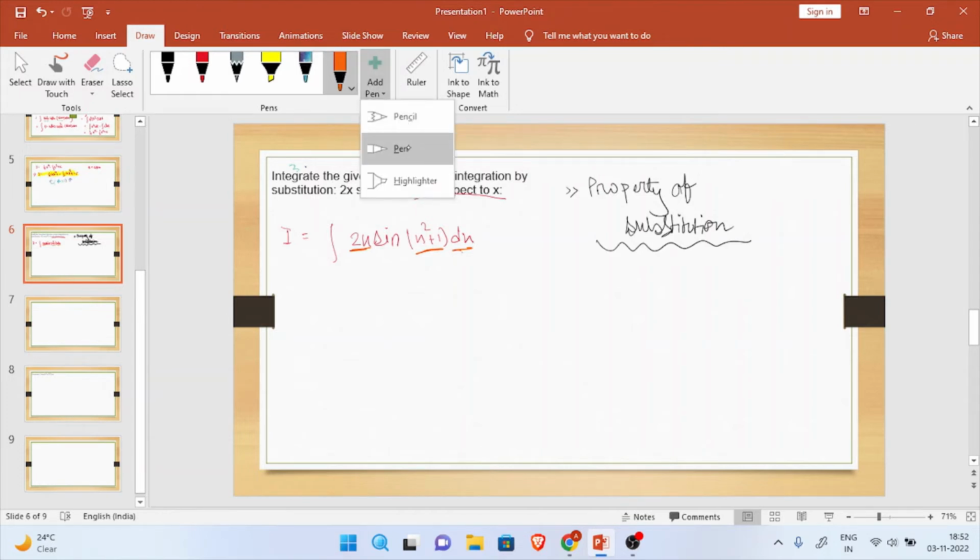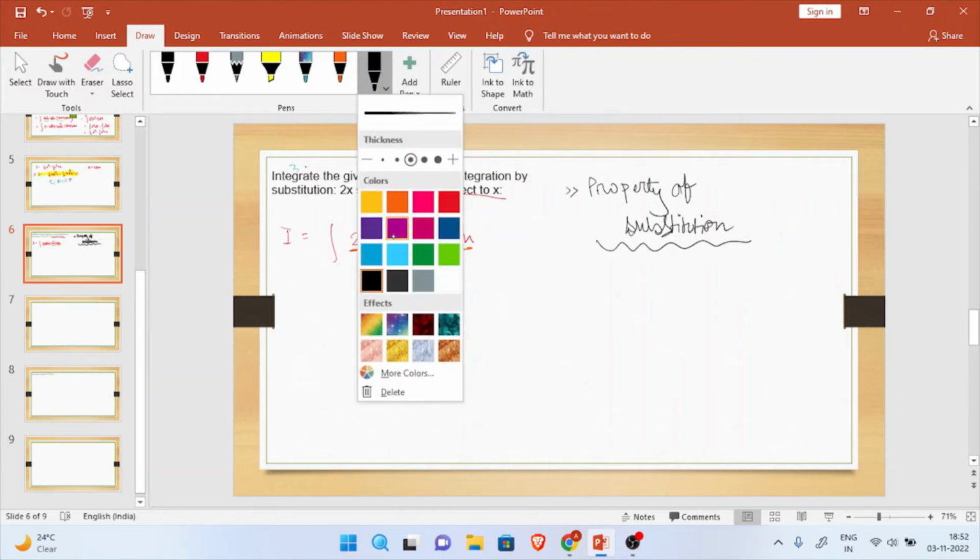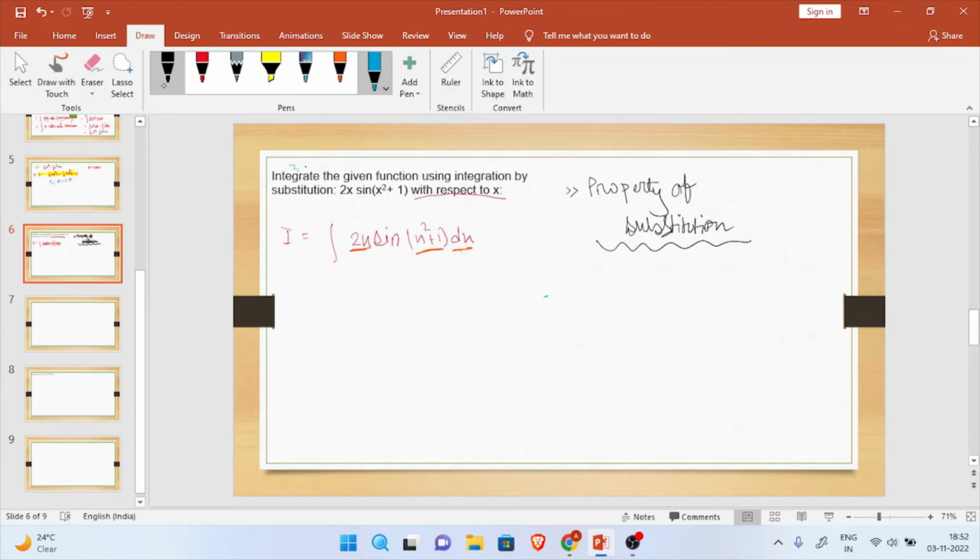So let me take an extra pen here, let's say blue. Now if I substitute 1 plus x square as t, so I will get 2x dx as dt. Now 2x dx is dt and 1 plus x square is t. So the function reduces to sine t dt. We can easily integrate it as minus cos t plus c.